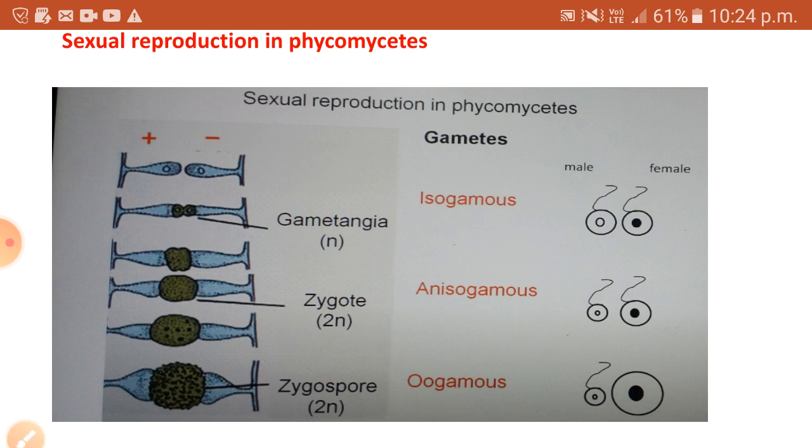After the formation of the zygote, it transforms into a large zygospore. The zygospore may stay dormant for long periods of time, but when conditions are favorable, the diploid nucleus undergoes meiosis to make haploid cells. These will germinate into haploid hyphae. Can you tell me if this hypha will be genetically different or similar to that of the parents? The answer is that it will be genetically different because it was a result of sexual reproduction.